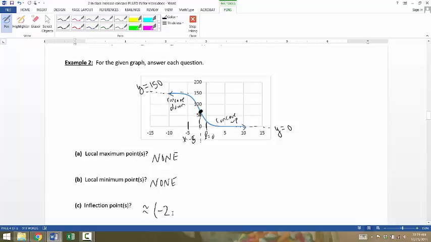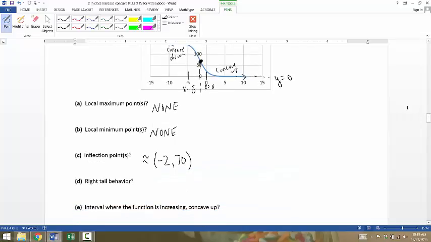And let's see, the height of the function there is between 50 and 100. Let's just estimate about 70. And it's just an estimate again. We'll be able to identify exact inflection points later in the course. Next, the right tail behavior. So over here on the right side, it's approaching y equals 0. So y is approaching 0.